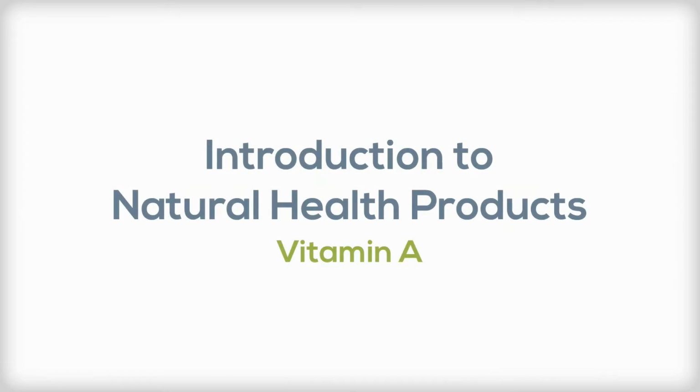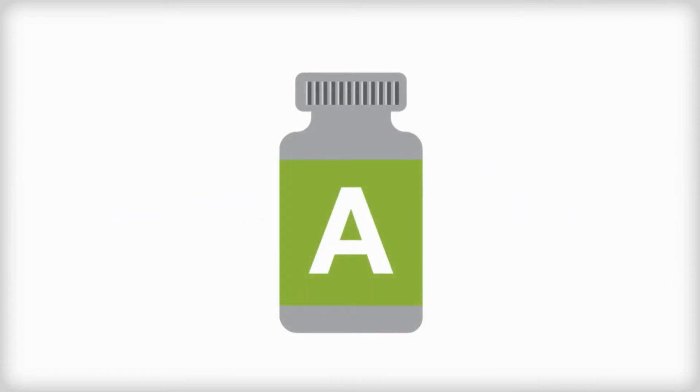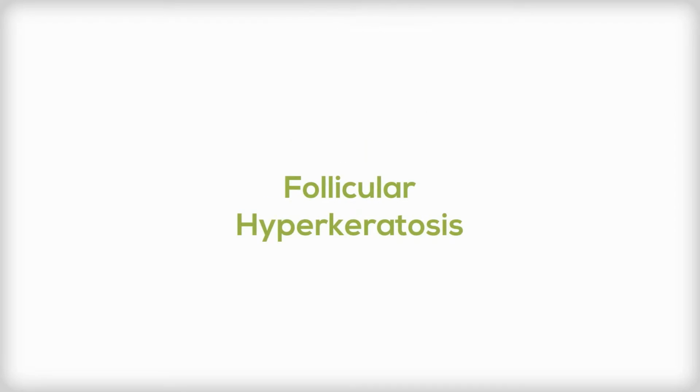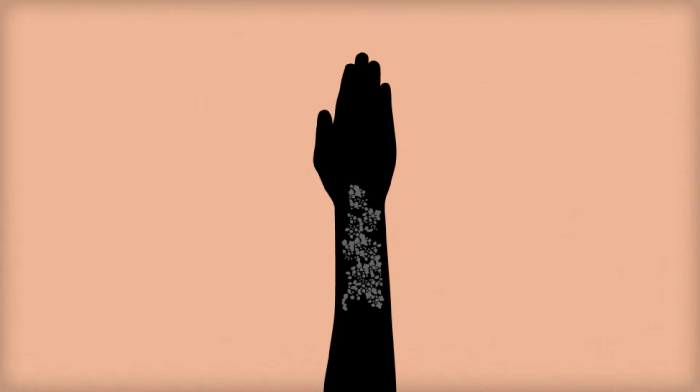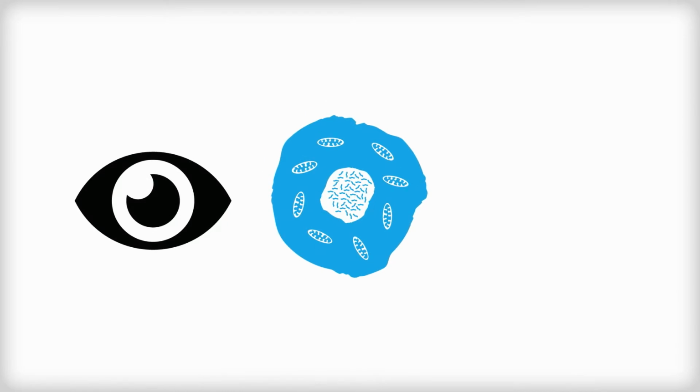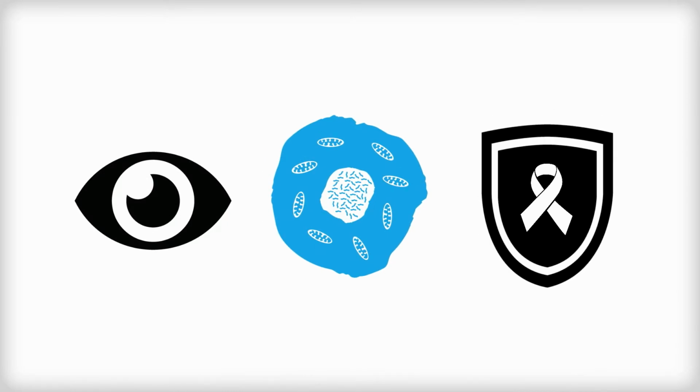Vitamin A is important for cellular differentiation and skin integrity. Follicular hyperkeratosis is one symptom of vitamin A deficiency. This is a condition where small pimples or sandpaper skin develop on the back of the arms and other areas of the extremities. Vitamin A plays an important role in vision and cellular immunity, and may also be an anti-carcinogen.